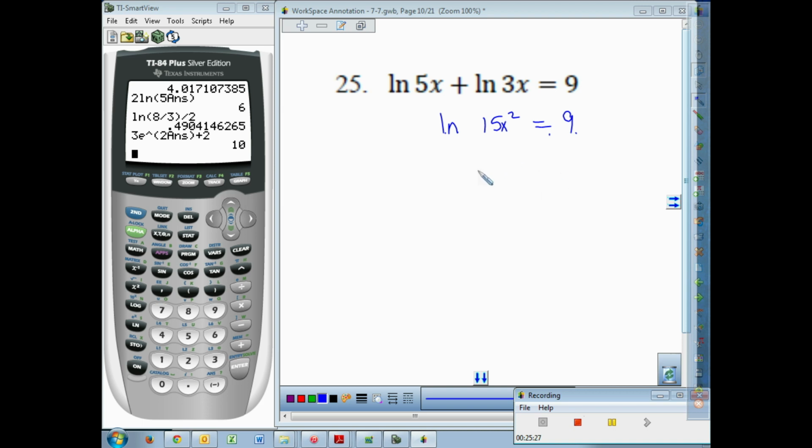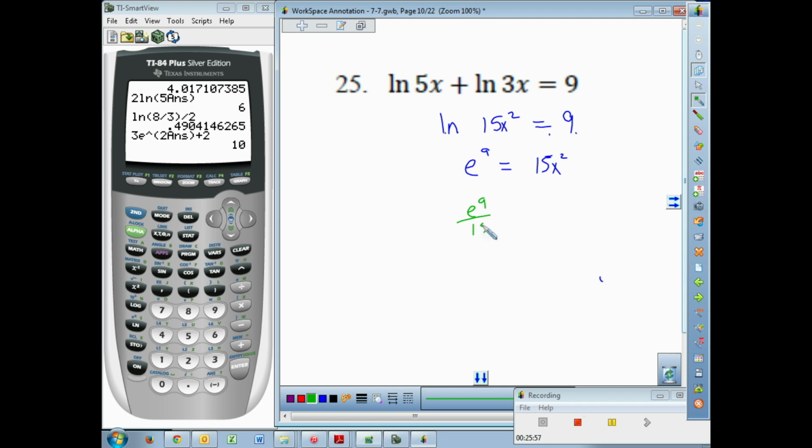So what's the base? e to the 9 equals 15x squared. Cool. And if you'd talk yourself through it, you'd be pretty good at solving for x. Yeah, it's x squared, but what should we do first? What do you want to do first? Divide by 15 first. e to the 9th over 15 equals x squared. Rock and roll?